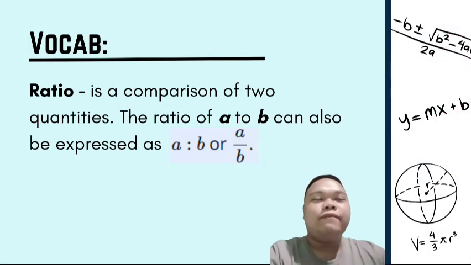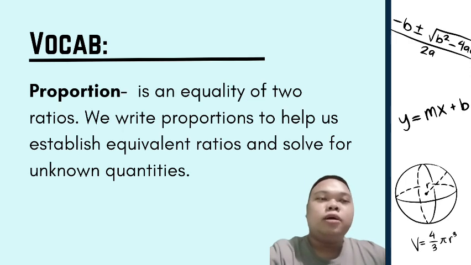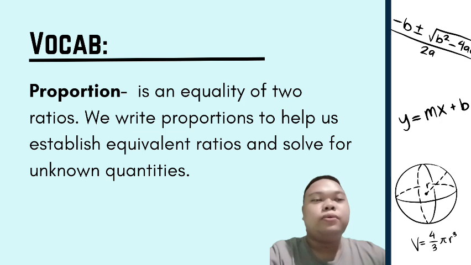First, we will have a vocab session, which is ratio. What is ratio? According to this, ratio is a comparison of two quantities. The ratio of A to B can also be expressed as A colon B or A over B. Next is proportion. Proportion is an equality of two ratios. We write proportions to help us establish equivalent ratios and solve for unknown quantities.